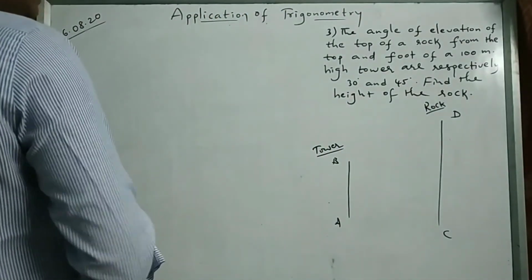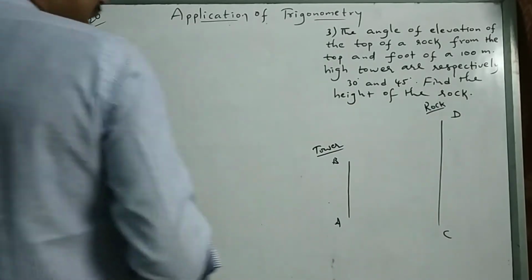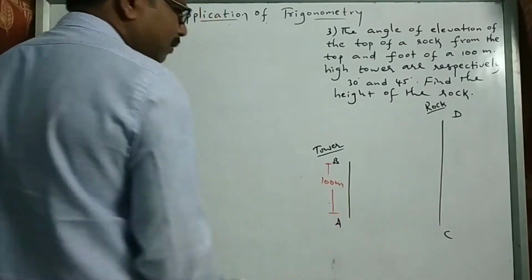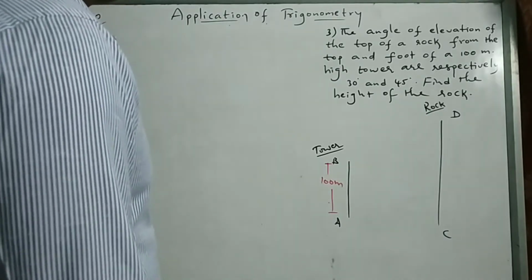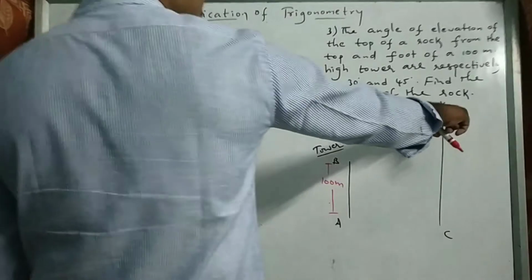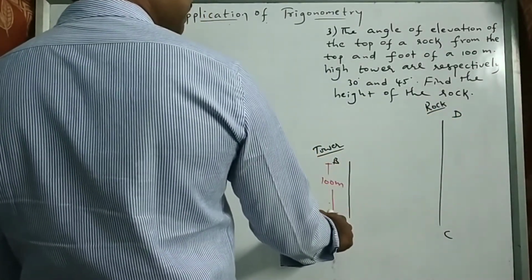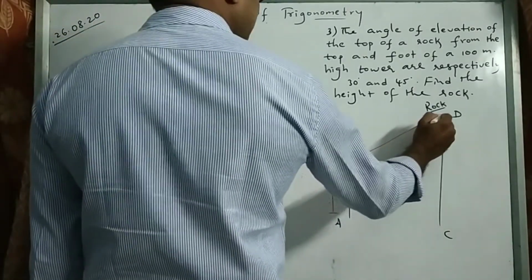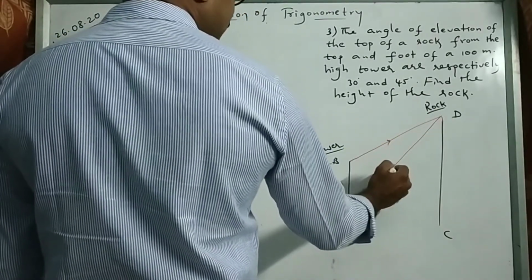So what the person is doing here, 100-meter high tower. This is 100 meters. It is given in the problem. Looks like previous problem, similar problem. So what is he observing? Elevation of the top of a rock from the top and the foot of the tower. So from here observing the top of the rock. From here observing the top of the rock.